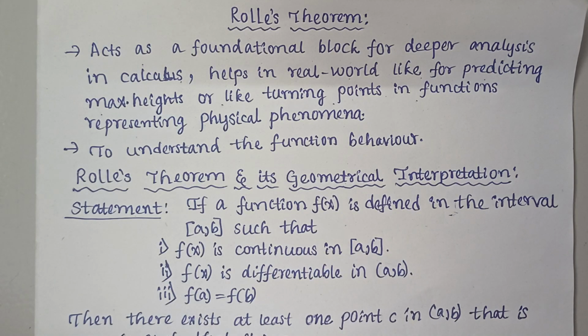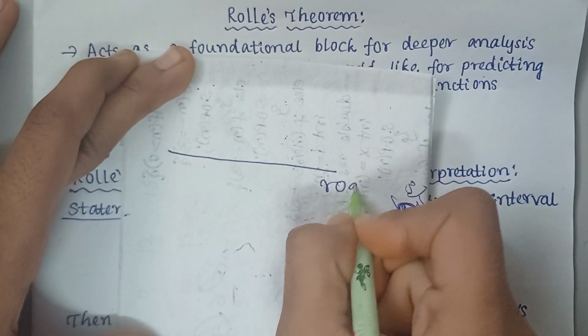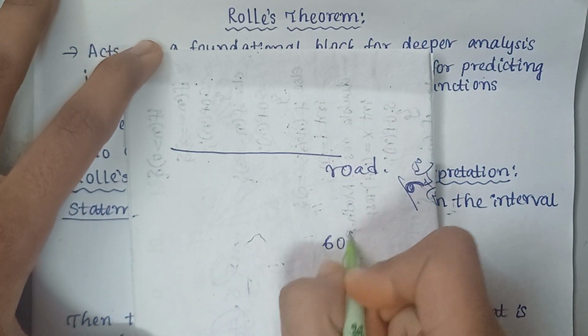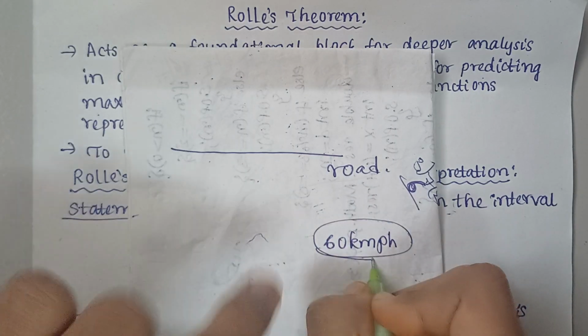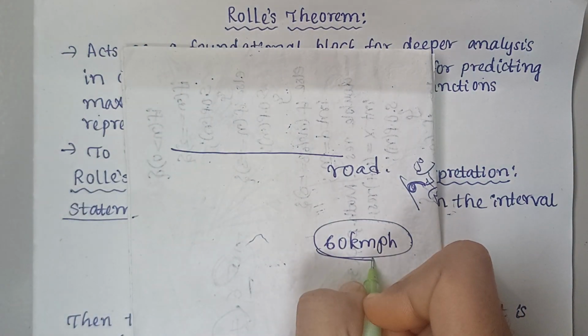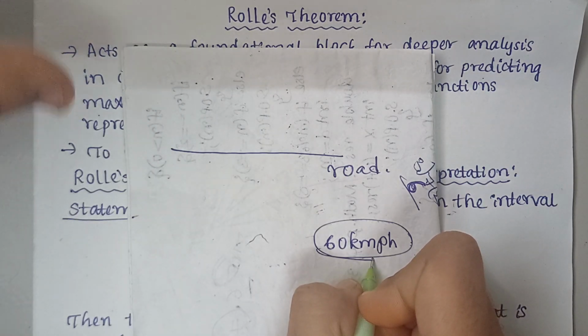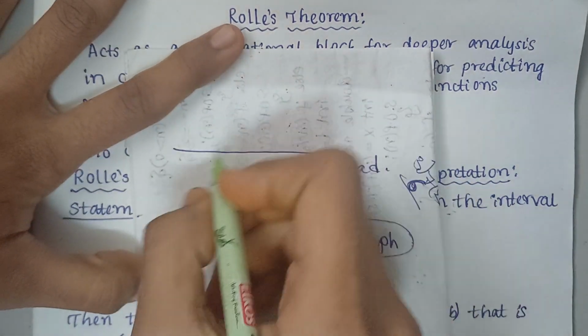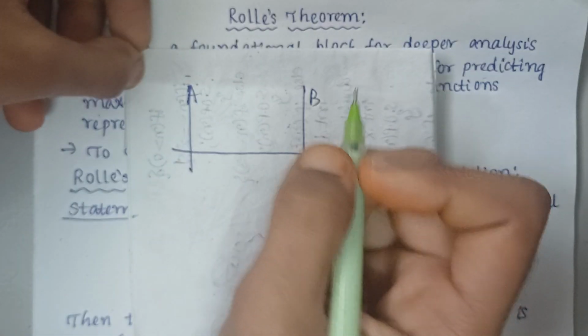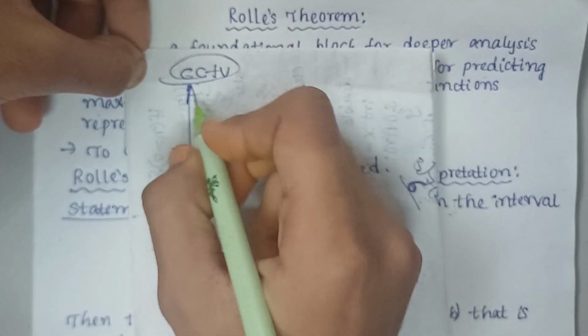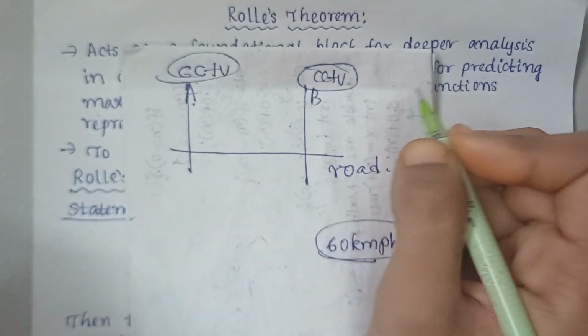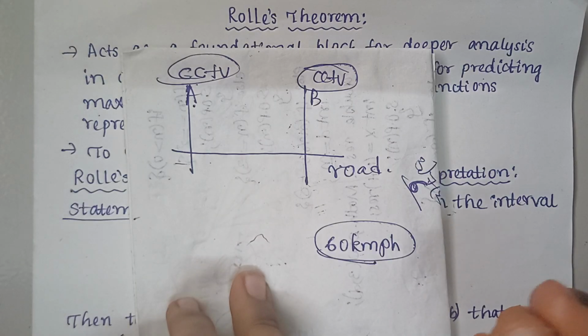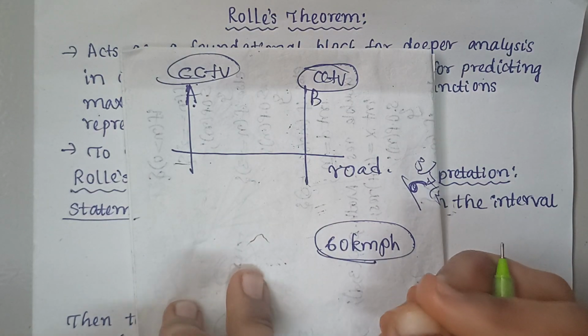Let us suppose, like nowadays we may hear that if you were traveling in a vehicle and your speed limit exceeds, for example, let us suppose this is a straight road, and if you are traveling at a speed of greater than 60 km per hour, then you will be charged. So for that, nowadays we may see that there are sensors or CCTV cameras placed. For example, let us suppose that you are moving on a road in a vehicle, and this is your point A and this is your point B, and a CCTV is placed at point A, and it is also placed at point B. Now the condition is, if you are moving at a speed which is greater than 60 km per hour, then you will be fined.